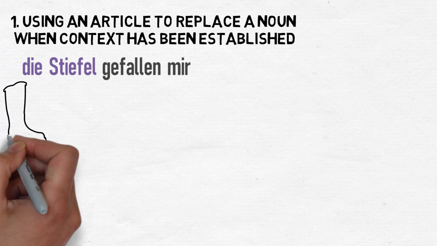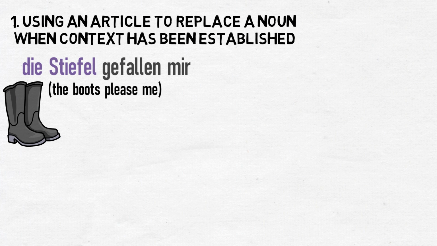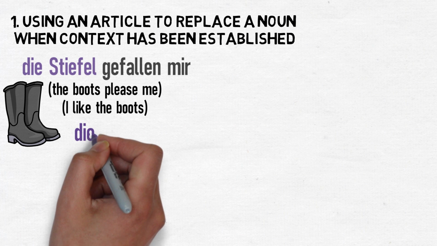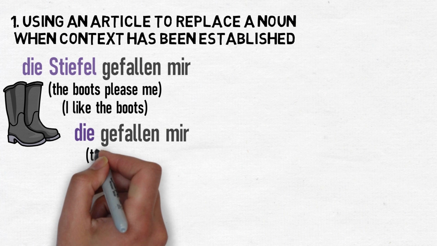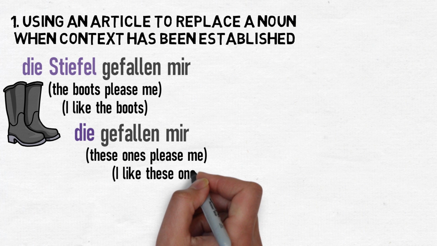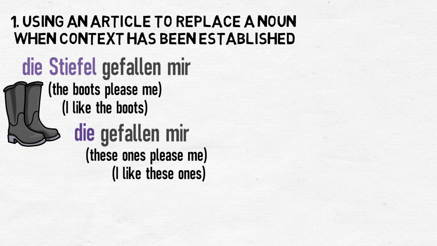So, let's look at using an article, der, die, das, etc., to replace a noun. Die Stiefel gefallen mir. The boots please me, or I like the boots. This is a standard sentence in which we're talking about some specific boots. If you're in a shop looking at different boots, you can simply say, die gefallen mir, which would translate as these ones please me, or I like these ones. As the context of boots has been made clear by the situation, you wouldn't need to say Stiefel here.